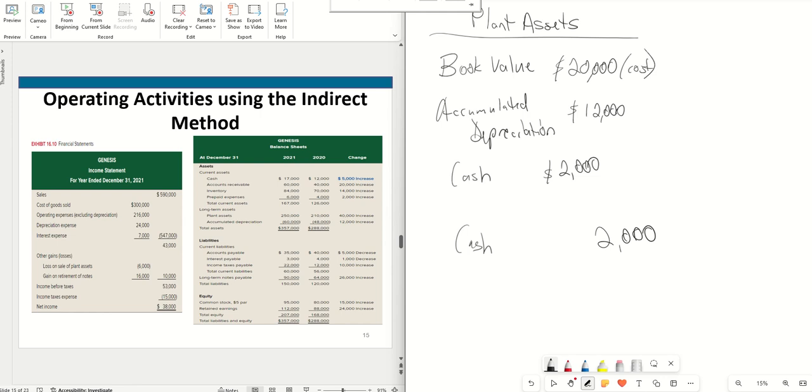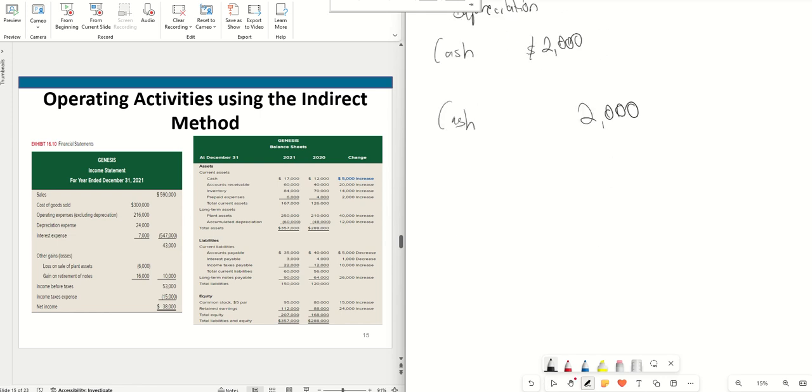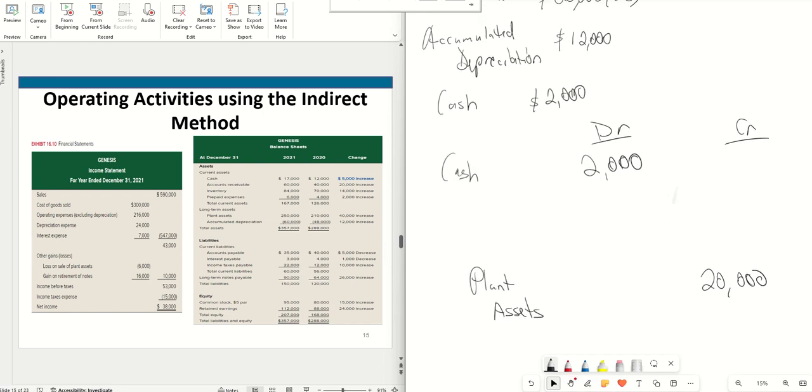$20,000. So I'm going to go ahead and provide a little bit of room here. I'm just going to go ahead and put on here plant assets, and this is going to be a credit of $20,000. All right. Because we removed it because we sold it for cash for $2,000. All right.